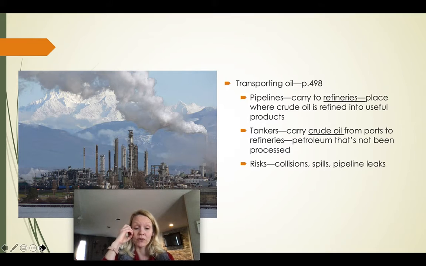Then we have to transport this oil. Once we get it out of the ground, we have to transport it. If you have your book at home, you can take a look at the picture on page 498. It's not always the easiest process. It's not always without accidents or collisions. Pipelines carry the oil or the natural gas to refineries, and that's where the crude oil is refined into useful products. But we have a big issue right now.